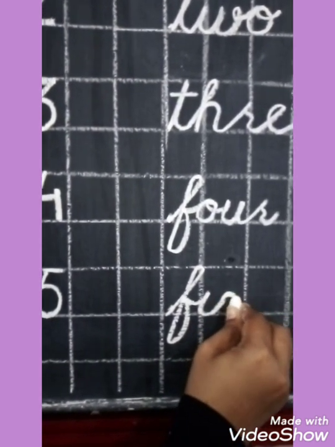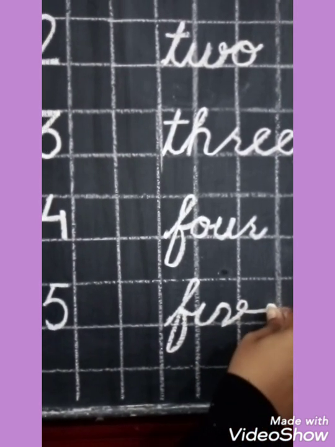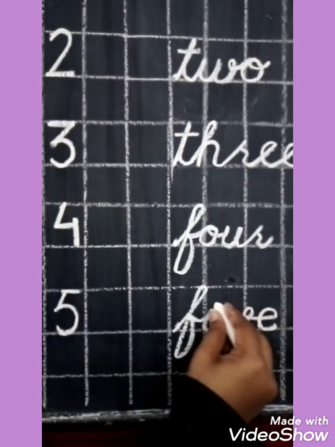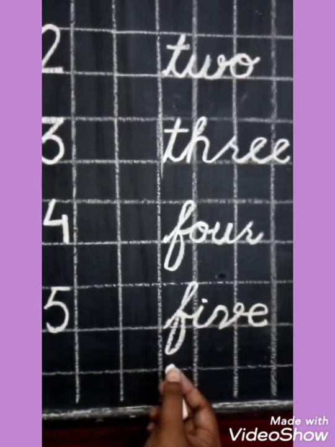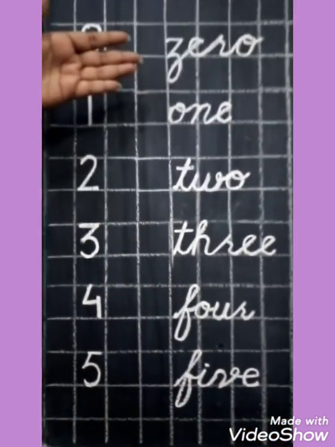Make a round V and straight line. And now write down E and go little up. After that put one dot over it. This is a spell of 5. F-I-V-E, 5. Now learn again as a class.